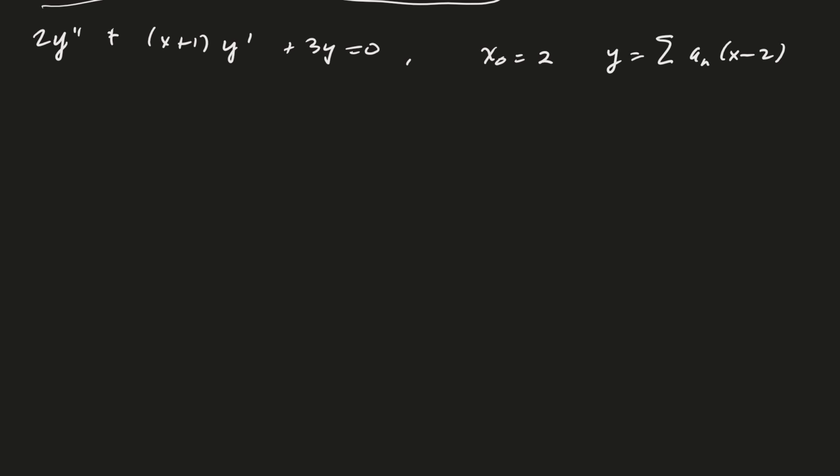So that was the method of derivatives. Let's use the full method now. 2y double prime plus x plus 1 times y prime plus 3y equals 0. But now our base point is equal to 2. Alright, so notice that means that your y is going to be in powers of x minus 2, right?